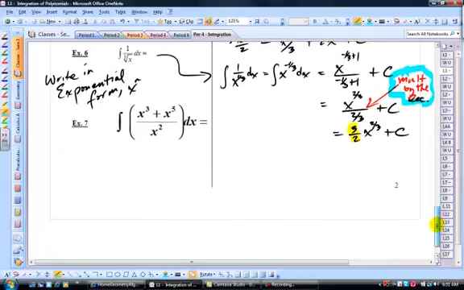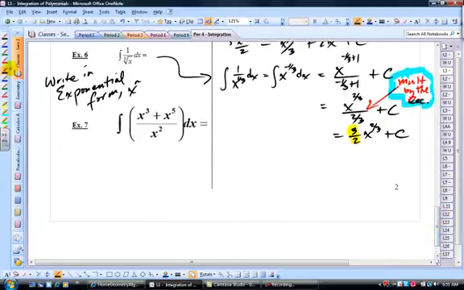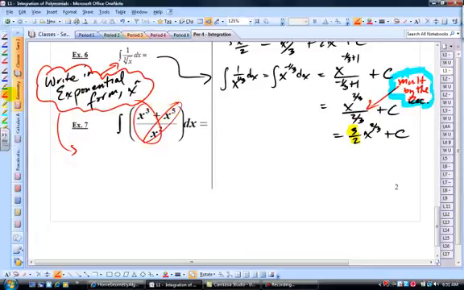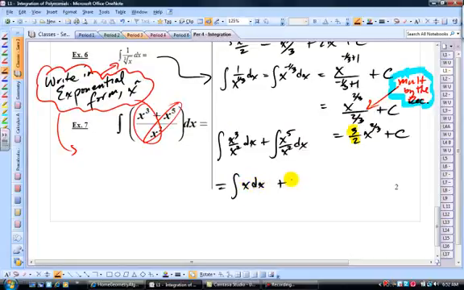Okay, and the last one here, what I want to do is handle this one, and I'm going to do something very simple. We want it again in exponential form. This technique happens all the time, by the way. All I do is split the fraction and rewrite it. So I get the integral of x cubed divided by x squared dx plus the integral of x to the fifth divided by x squared dx. Simplify both, I get the integral of x dx plus the integral of x cubed dx.